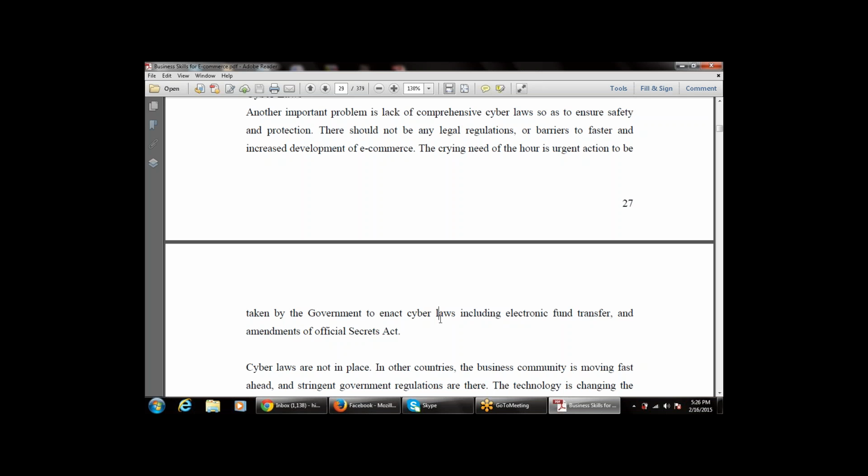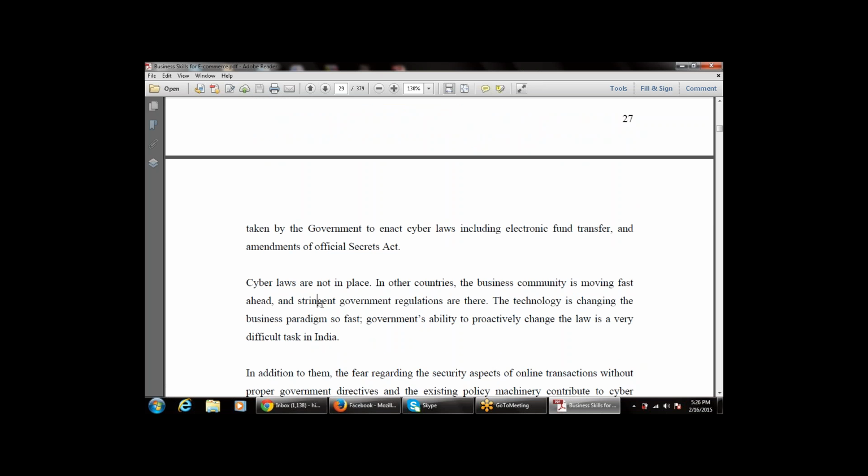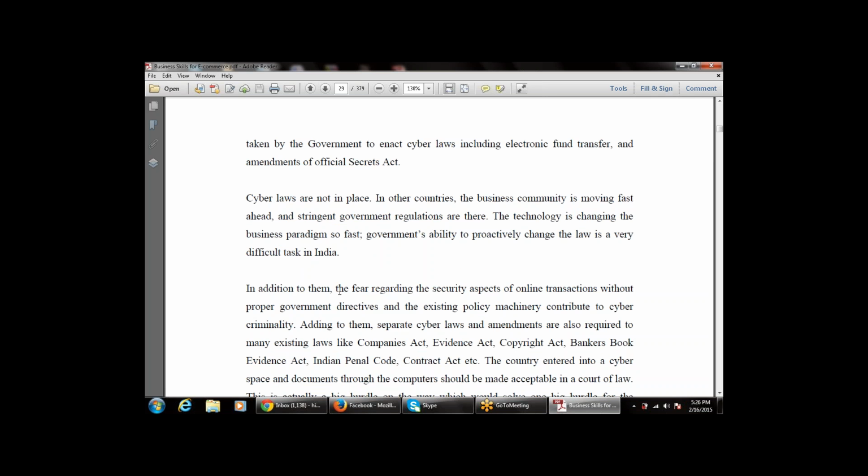And amendment of the Official Secrets Act. Cyber laws are not in place. In other countries, the business community is moving fast ahead and stringent government regulations are there. Technology is changing the business paradigm so fast that the government's ability to proactively change the law is a very difficult task in India. That is cyber law. In addition, the fear regarding the security aspects of online transactions, without proper government directives and with the existing policy machinery, contributes to cyber crime.